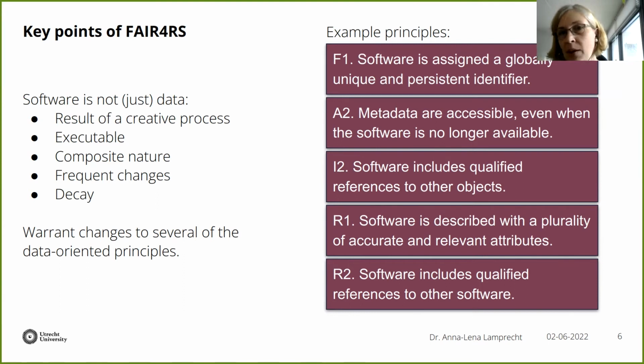And just to give you some examples here, for the findability principle, software is assigned a globally unique and persistent identifier. In a very similar way, this also exists as a data principle. There it's called, I think, data is assigned a globally unique and persistent identifier, a DOI, for example. And this is one example of those principles that can be applied to both software and data, and probably a lot of other kinds of digital research objects.